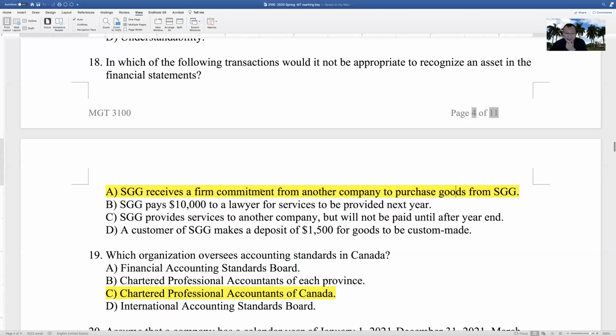Why? Because how to measure it? Can I reasonably measure the commitment? Okay, and then are the cash inflows probable? If the answer is no, then you cannot recognize this item. Okay.